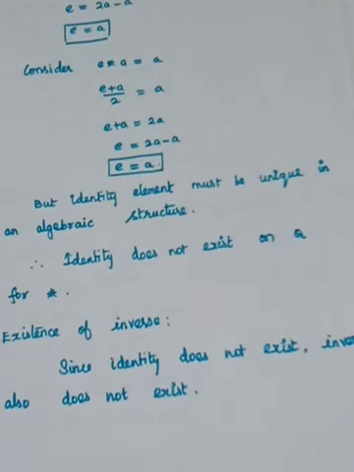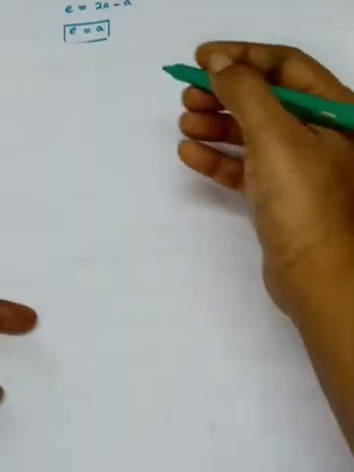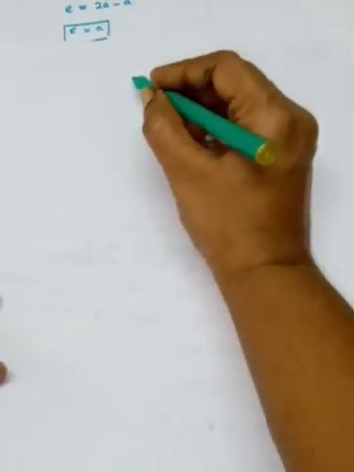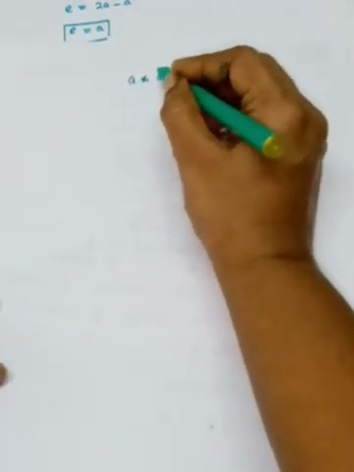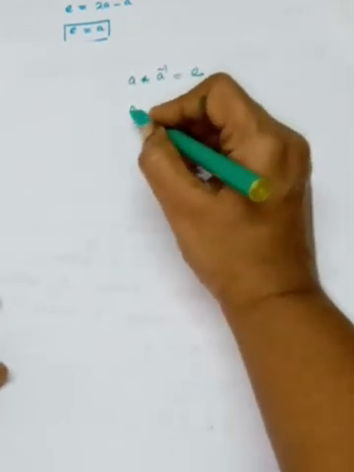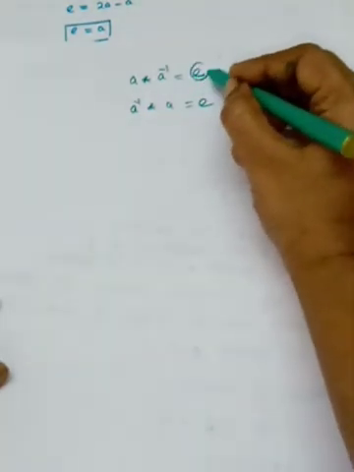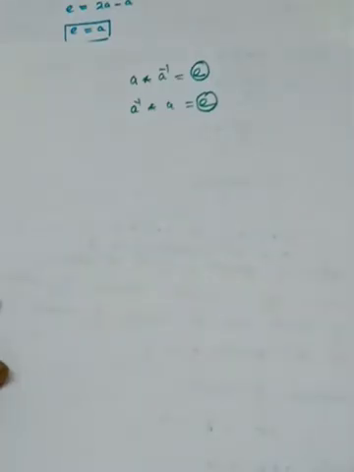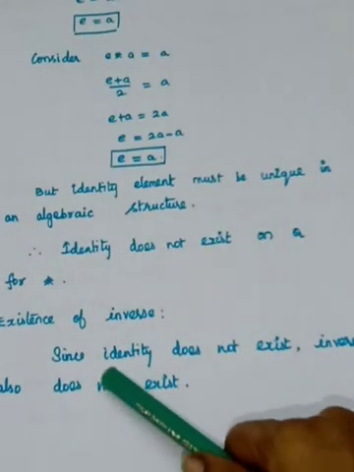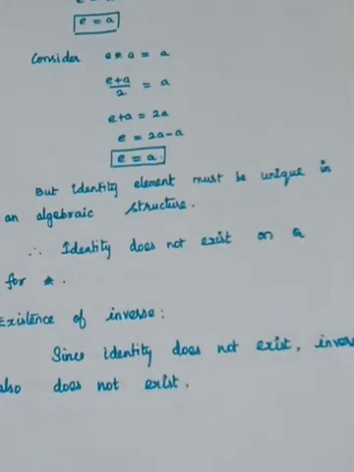Okay, existence of inverse, the next one. Identity does not exist. So for existence of inverse, what is the inverse property? a asterisk a inverse is equal to e, or a inverse asterisk a is equal to e. Here we have to get the identity element, isn't it? Previously we have said identity element does not exist, so we can't find the inverse also. So therefore, since identity does not exist, inverse also does not exist.